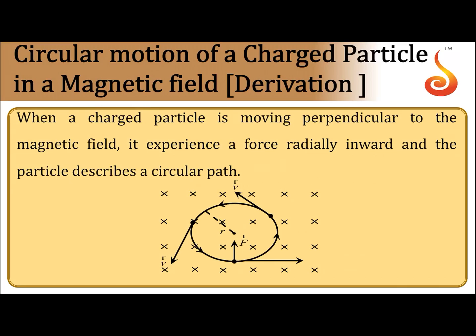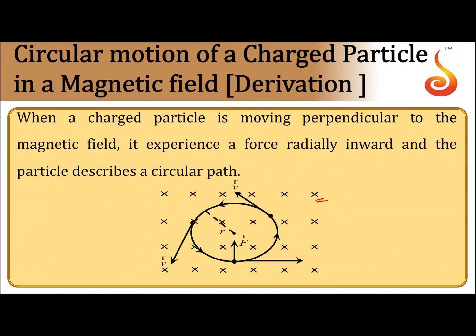Circular motion of a charged particle in a magnetic field. When a charged particle is moving perpendicular to the magnetic field, it experiences a force radially inward and the particle describes a circular path. Let us assume that a positively charged particle enters the magnetic field.